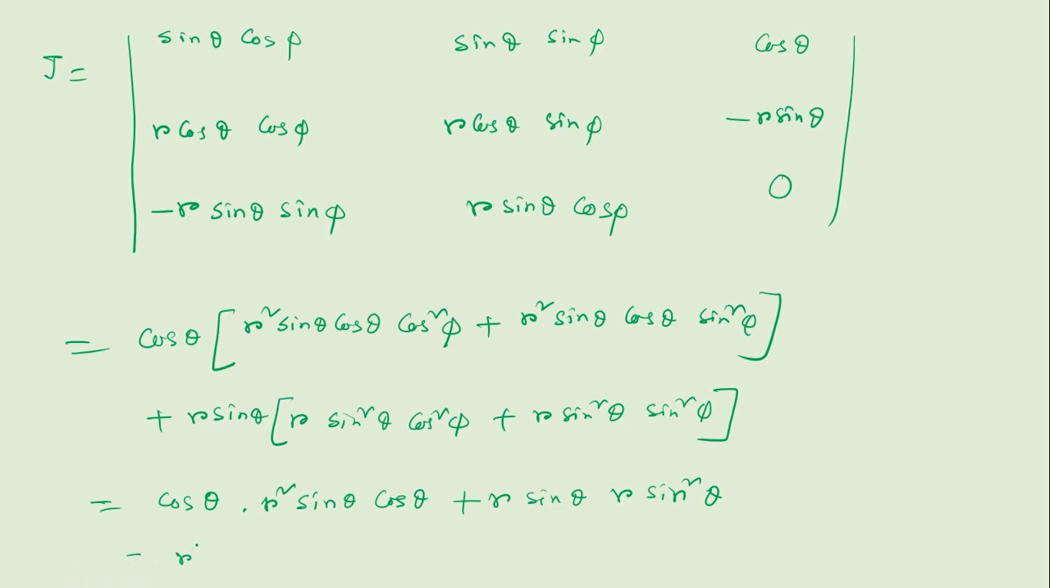So take r² sin θ as common; within the bracket, cos² plus sin² gives you 1. So this is the value of this Jacobian. Clear? I think clear. If there is any query, you must comment in the comment box.